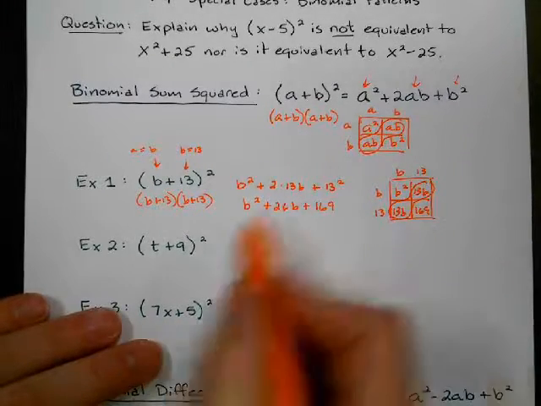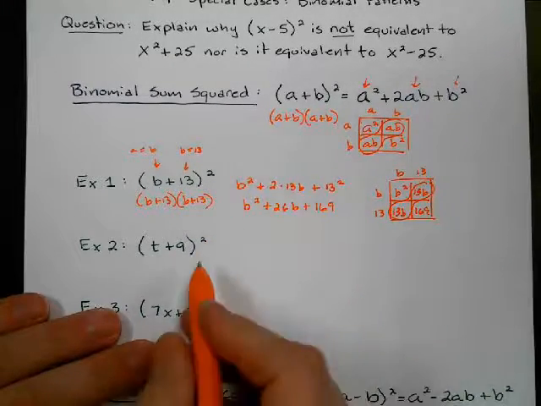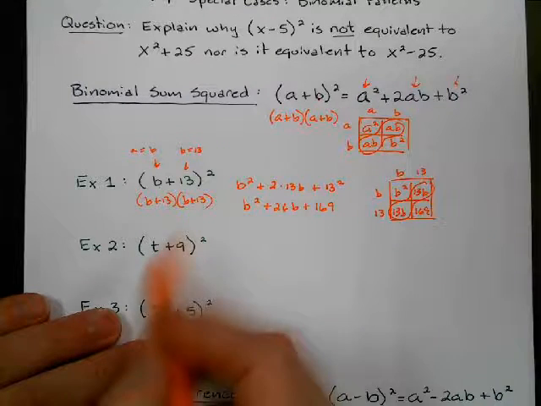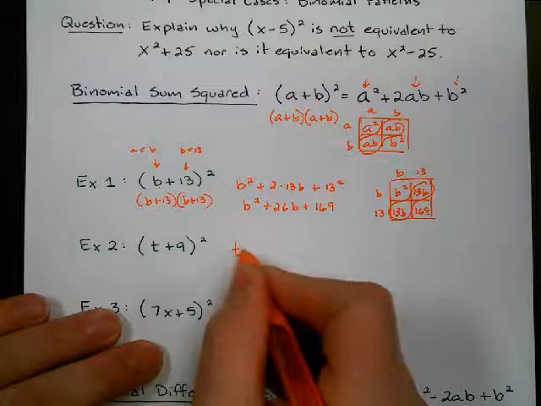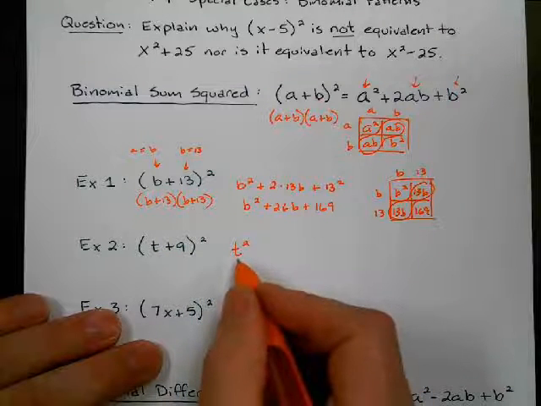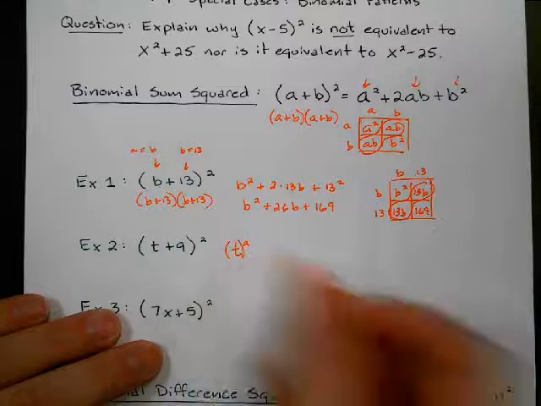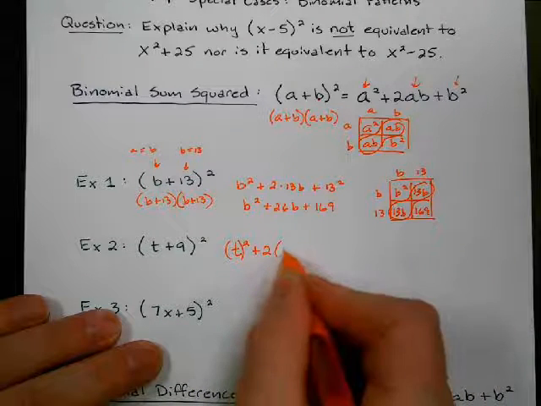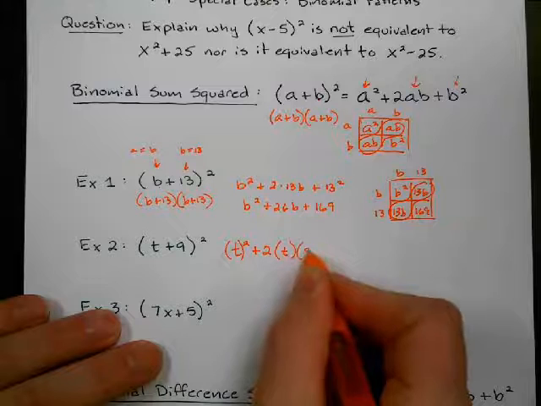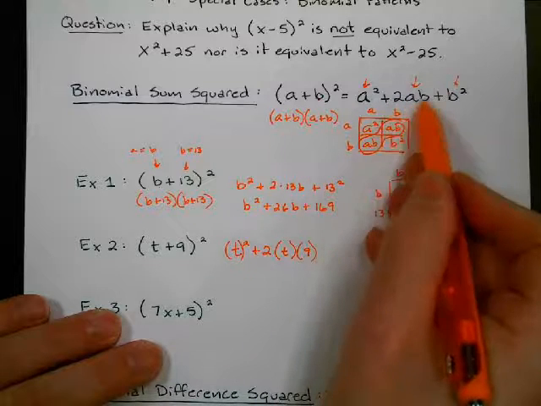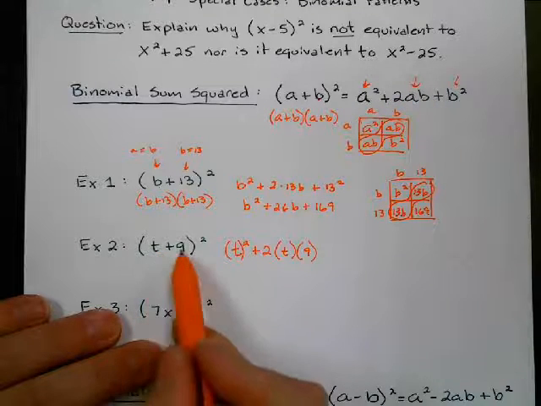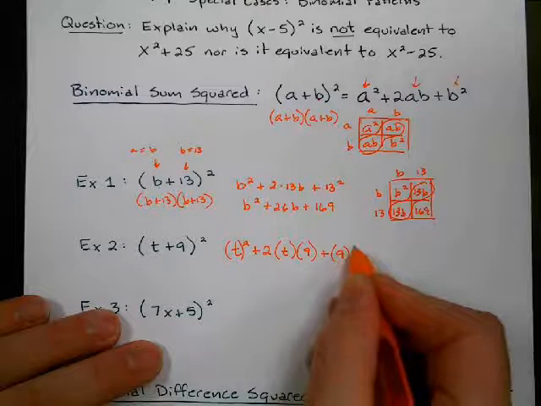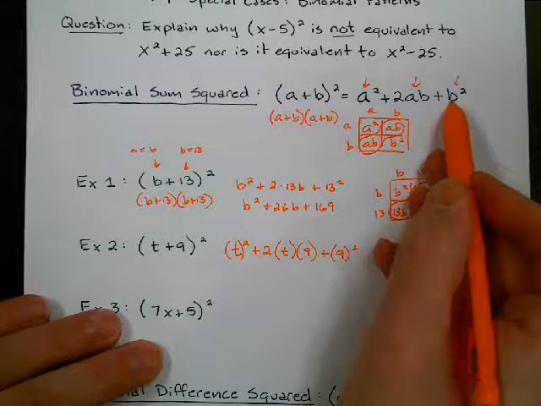Okay, so for the next one, let's do the shortcut real fast. T times t, because this is the first term squared, so that's going to be t squared. So I'm taking the first number and squaring it, and then I'm going to do plus 2 times t times 9. 2 times a times b, so 2 times t times 9. And then we're going to do plus 9 squared, the last number squared in the pattern.